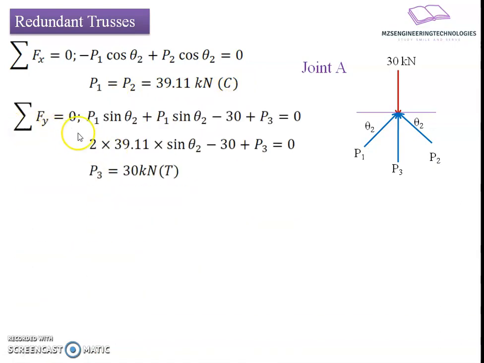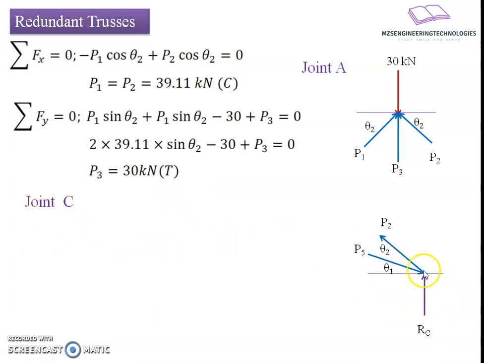And similarly, if I go with the vertical equilibrium, we will have the relation P1 sin of theta 2 plus P2 sin of theta 2 minus 30 plus P3. Since P1 and P2 are equal, we can write this as 2 into 39.11 into sin of theta 2 minus 30 plus P3, resulting into value of P3 as 30 kilonewton tensile in nature.